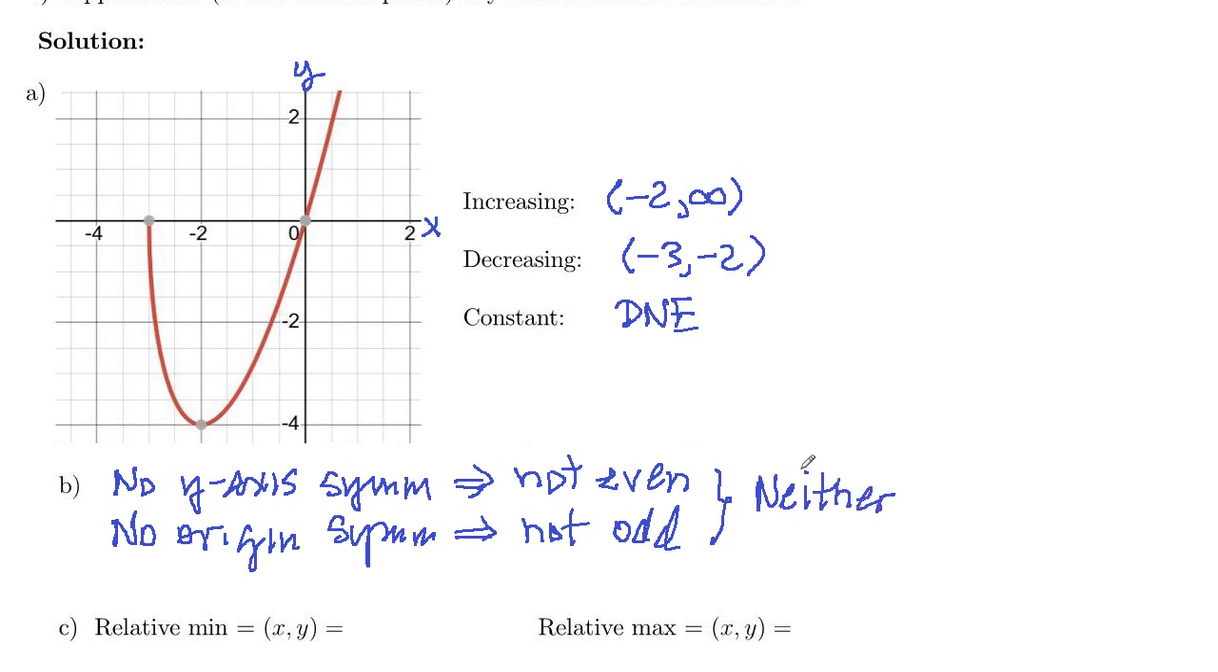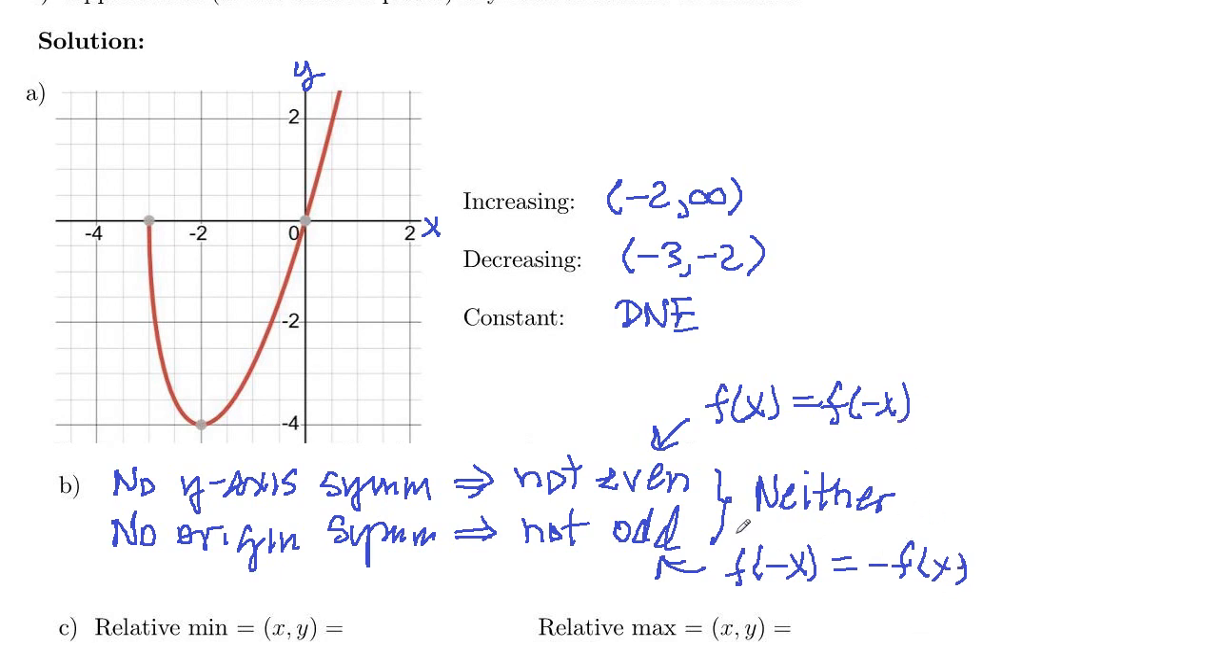And then remember the other test, if you don't look at it graphically. Even means that f of x is the same thing as f of -x. And odd means that f of -x, instead of being f of x, is the negative of f of x, which is equivalent to origin symmetry. So this is algebraically, and then these are the graphical ways to show even or odd.